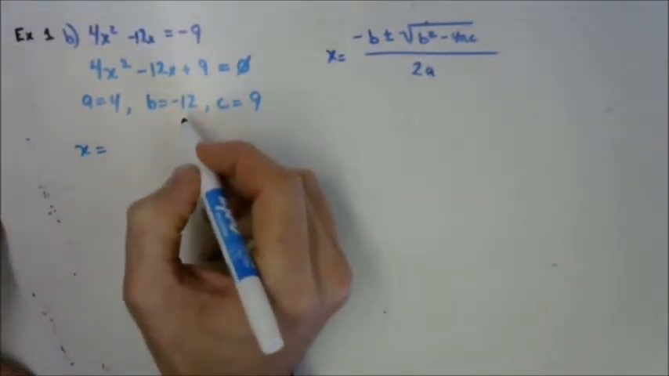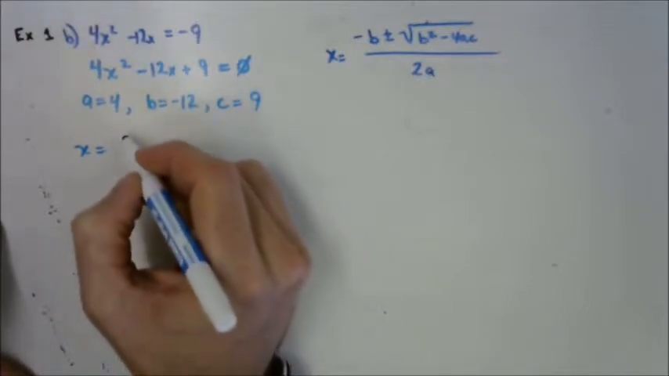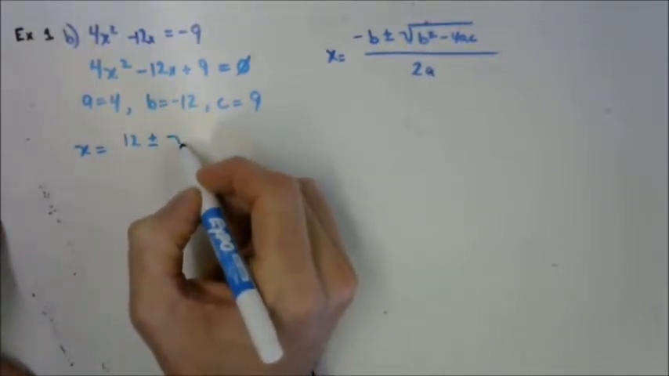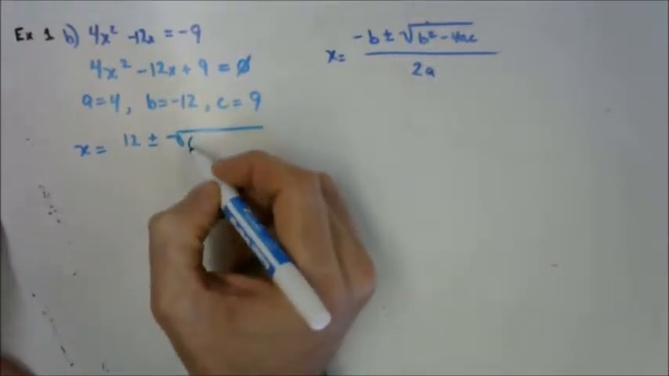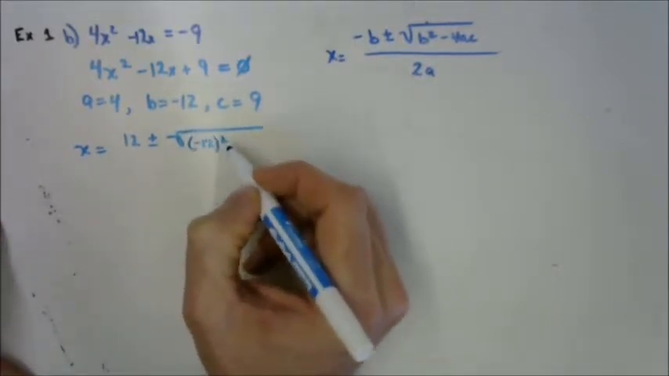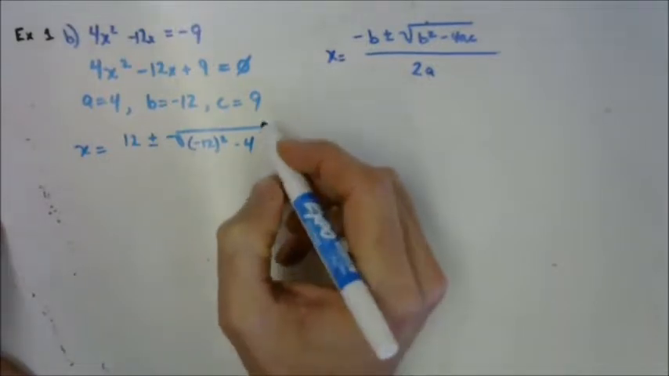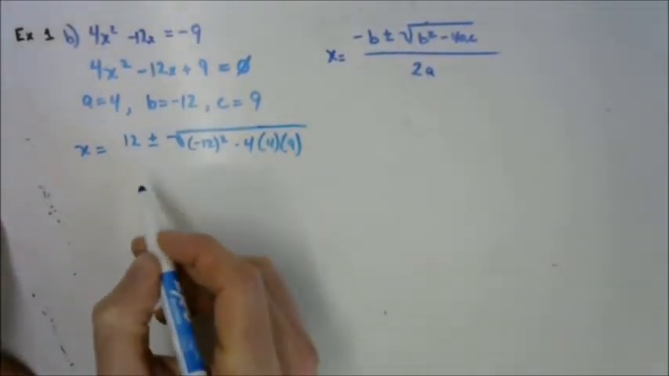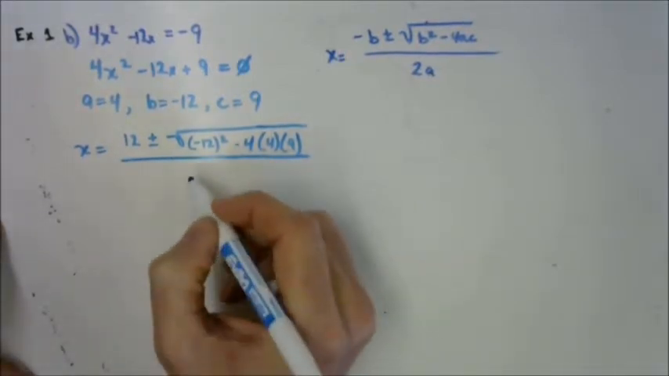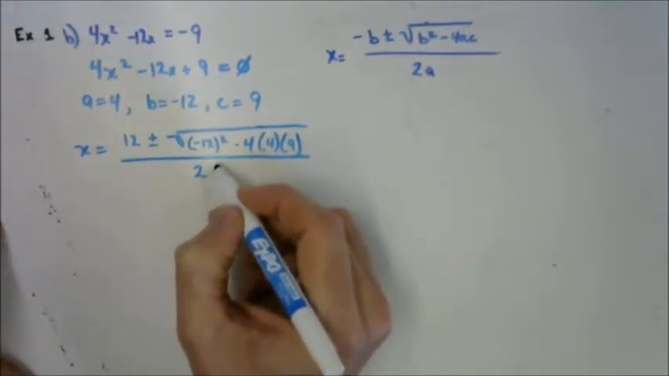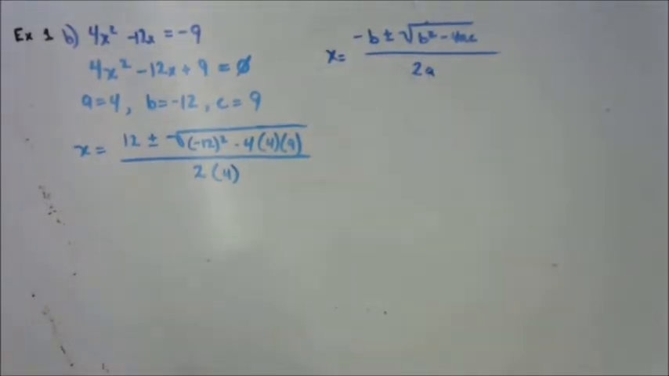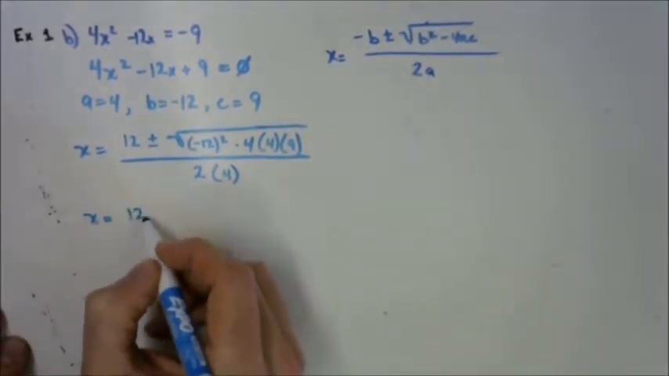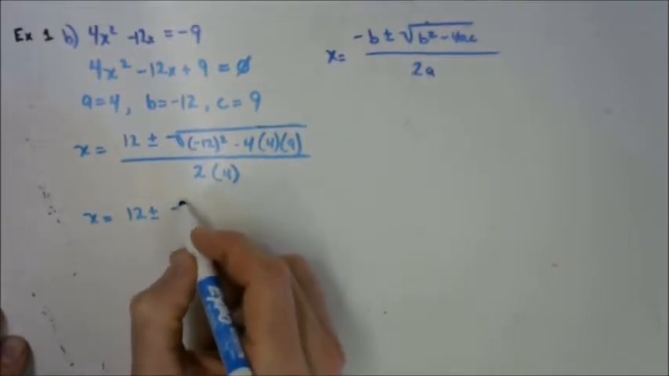X equals negative B, so that's negative 12, which is positive 12, plus or minus square root of b squared, negative 12 squared, minus 4ac, that's 4 times 9. So we're going to be working with some big numbers here. All over 2a, which is 2 times 4. Well, let's reduce this step by step. We've got 12 plus or minus.